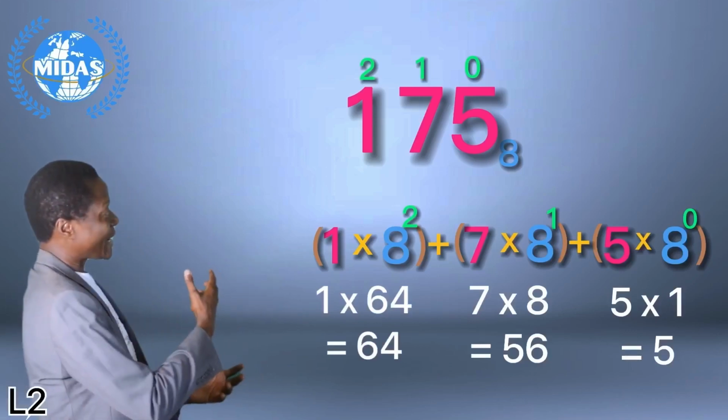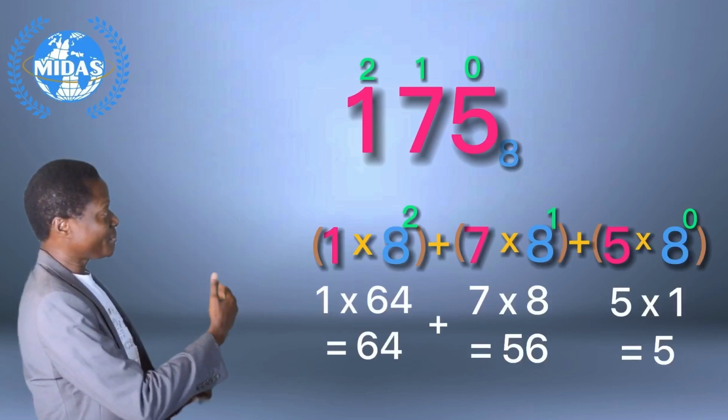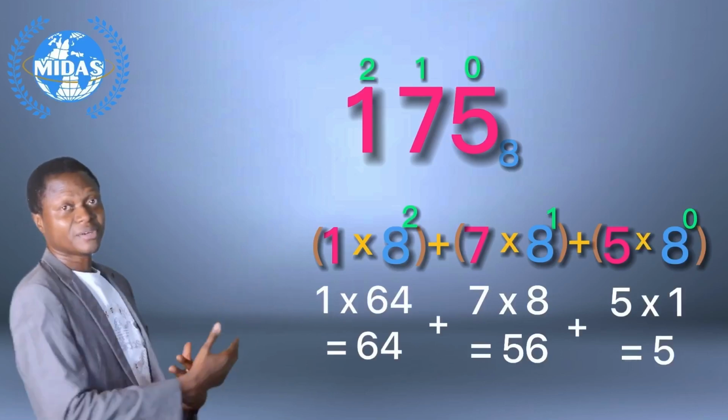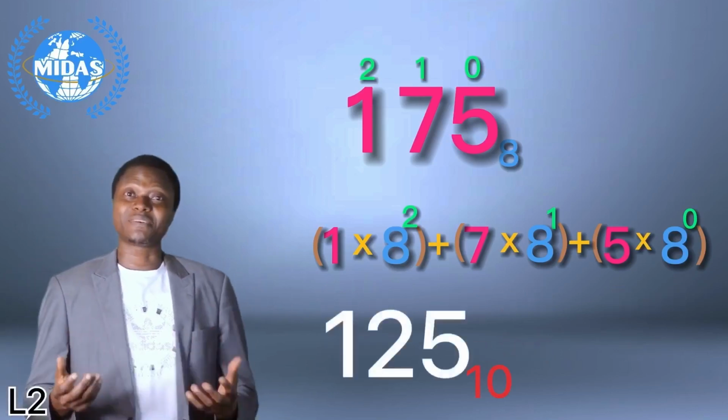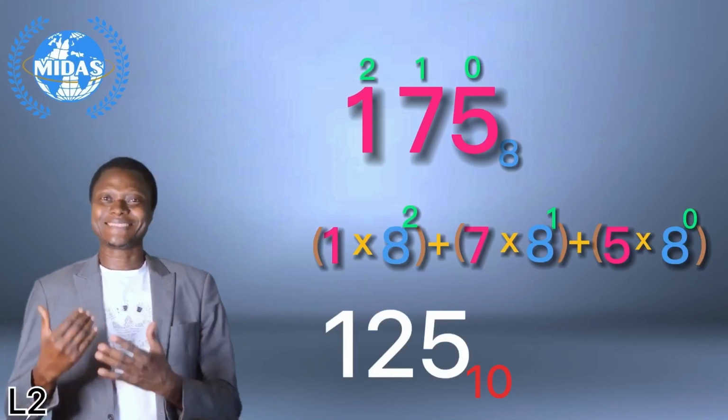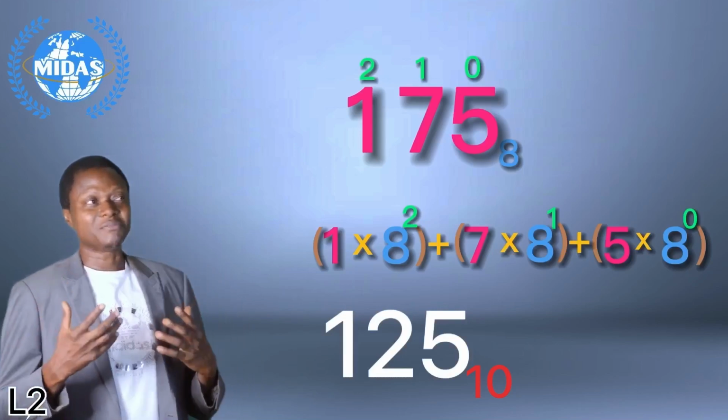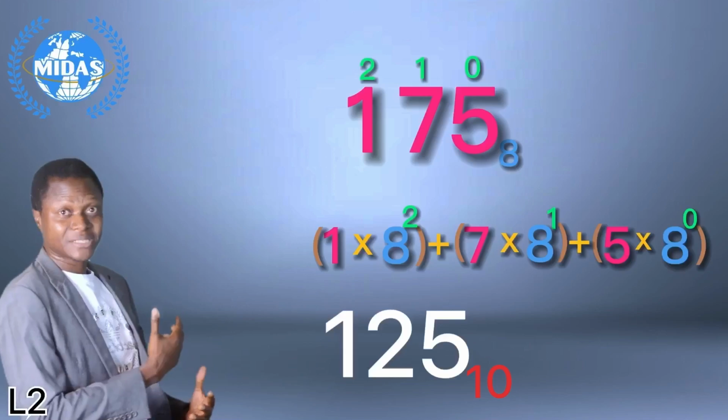So when we now add all of them, which is the 64 plus the 56 plus our 5, we're going to get 125, this time around base 10. So this is how you can convert a number from a different base to base 10.